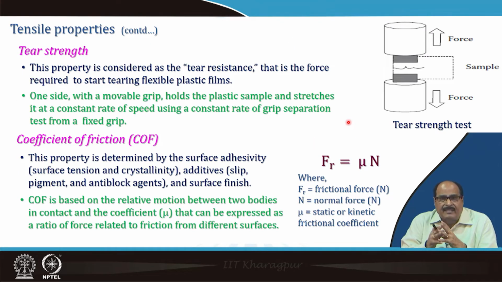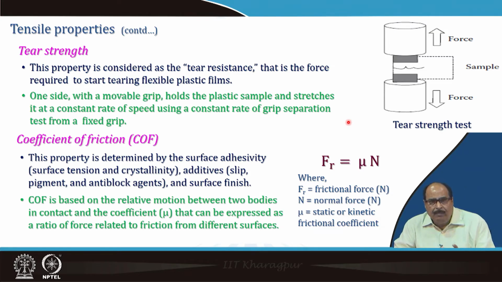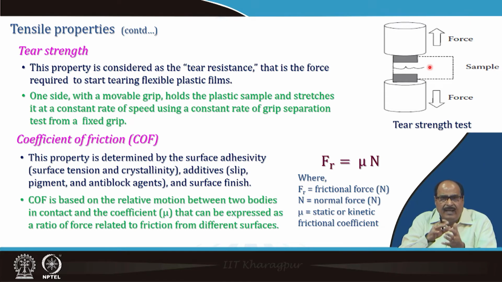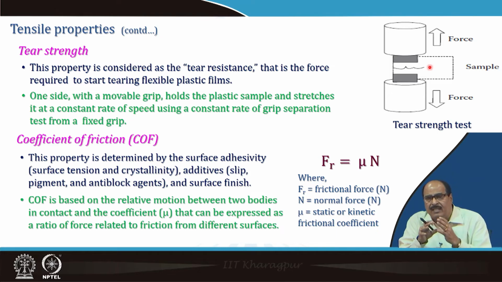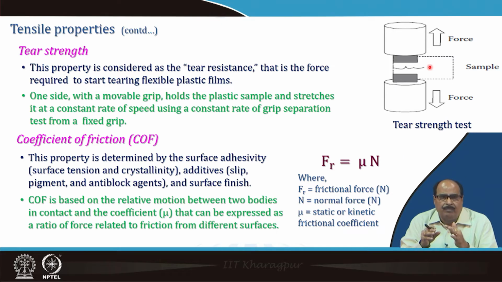Then tear strength. This property is considered as the tear resistance, that is the force required to start tearing flexible plastic films. One side with a movable grip holds the plastic sample and it stretches it at a constant rate of speed using a constant rate of grip separation from a fixed grip.